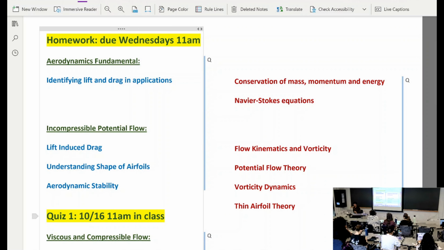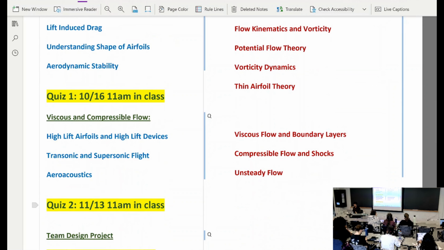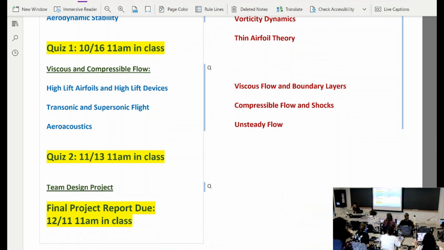Afterwards, we have our first quiz. It's going to be an in-class quiz a little bit more than a month from now. The second quiz, again in class, is about 1 month after that. After both quizzes, we'll get into projects, and the final project report is going to be due also in class on December 11th. That's going to be the last lecture. Actually, you'll be presenting your project on that day. So these are the most important dates.